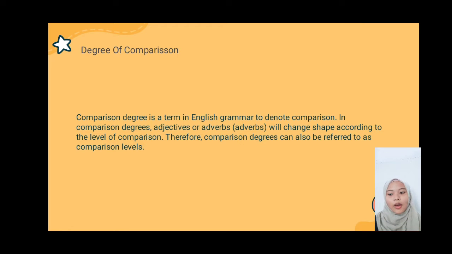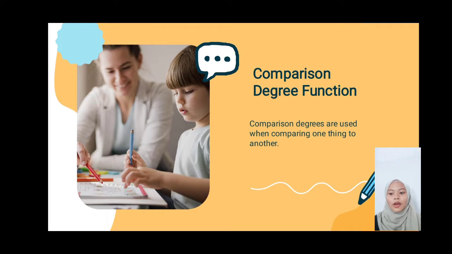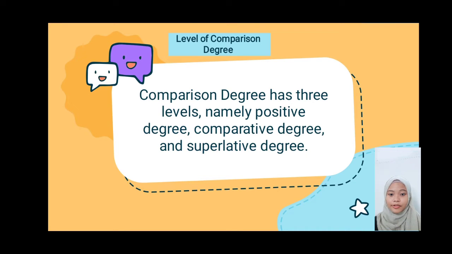Next slide. What is the comparison degree function? Comparison degrees are used when comparing one thing to another. It can be people to people, animal to animal, anything in the world can use a comparison degree, but there are some rules in using comparison degree.